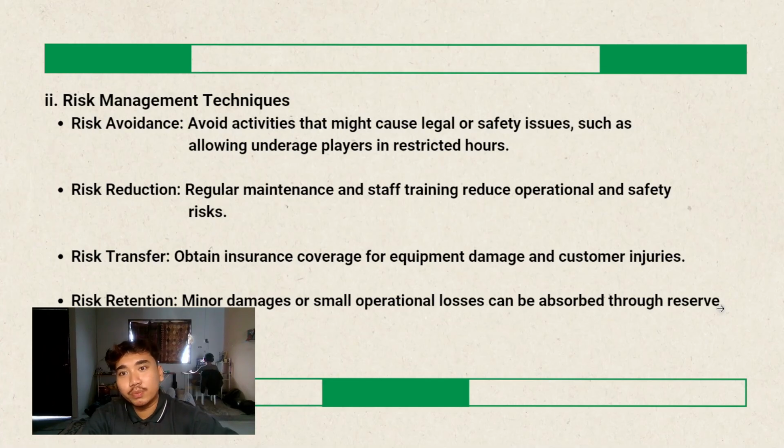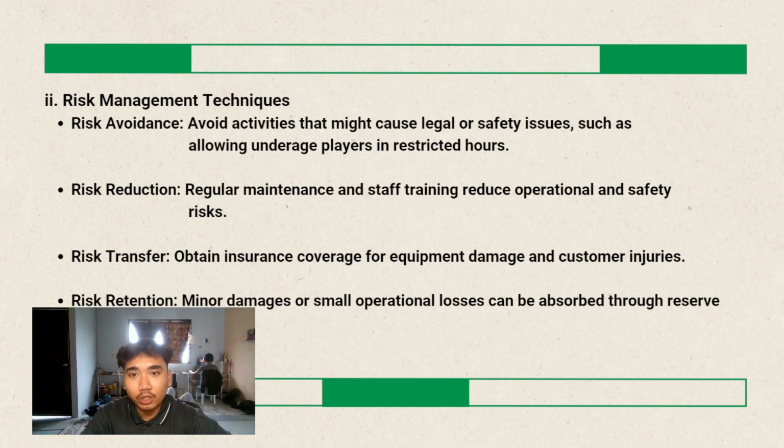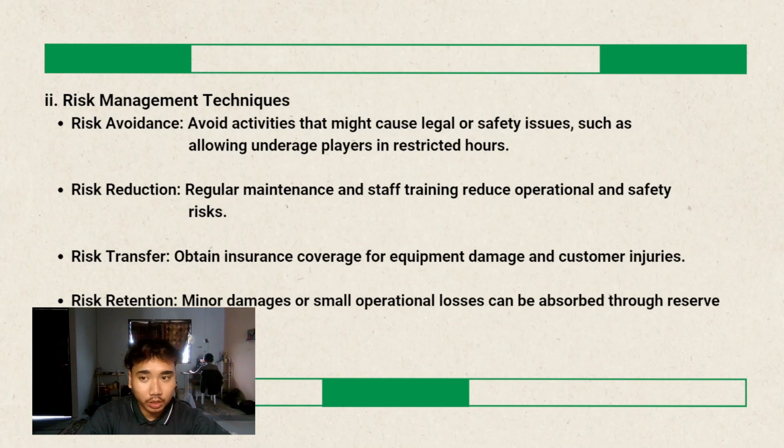The second one is risk management technique, risk avoidance. Avoid activities that might cause legal or safety issues, such as allowing underage players in restricted hours. Second is risk reduction. Regular maintenance and staff training reduce operational and safety risk. The third one is risk transfer. Obtain insurance coverage for equipment damage and customer injuries. And the fourth one is risk retention. Minor damage or small operational loss can be absorbed through a reserve fund.